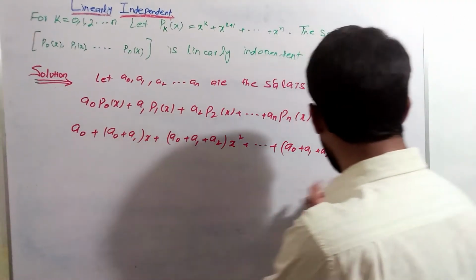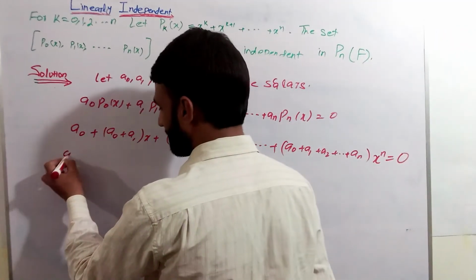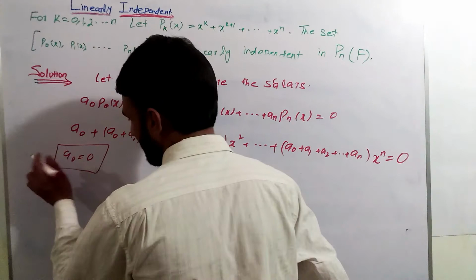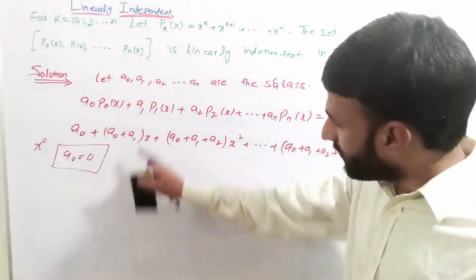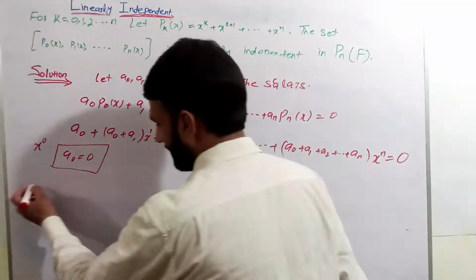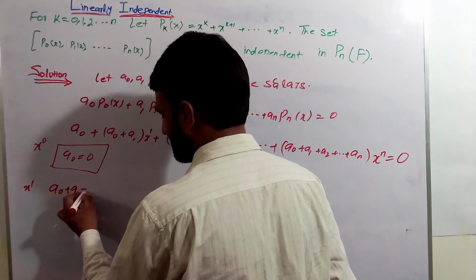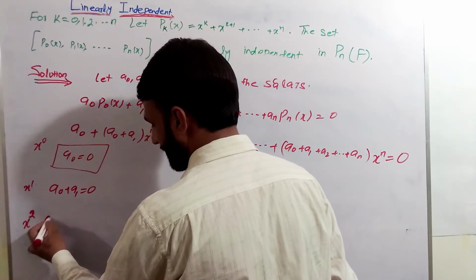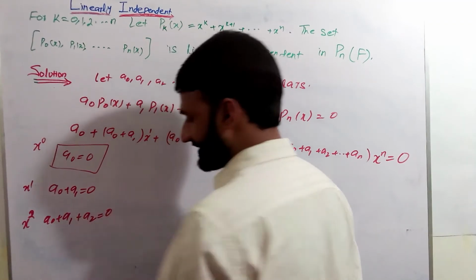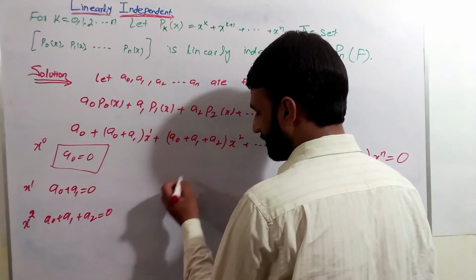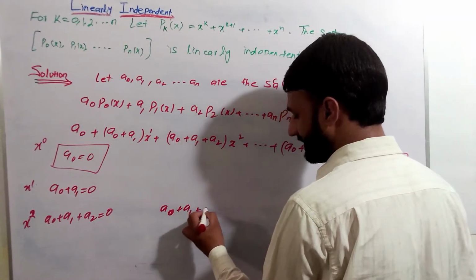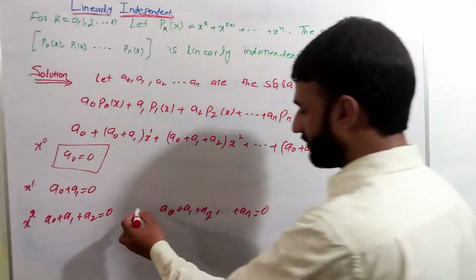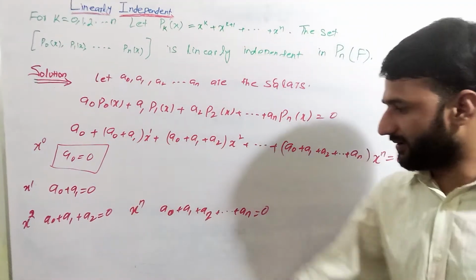Comparing the right-hand side with the left-hand side, the first term a0 is equal to 0. This is the comparison of the coefficients of x power 0. For x power 1, the coefficient gives a0 plus a1 is equal to 0. Comparing the coefficient of x squared, a0 plus a1 plus a2 is equal to 0. Generalizing, a0 plus a1 plus a2 and so on plus an is equal to 0, which is the comparison of the coefficient of x power n.